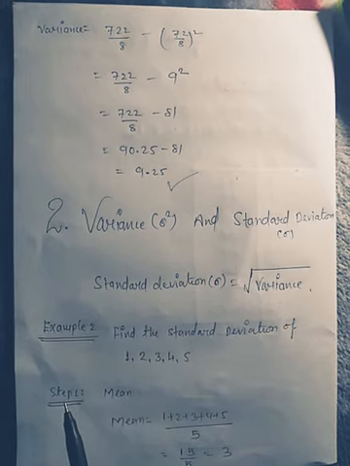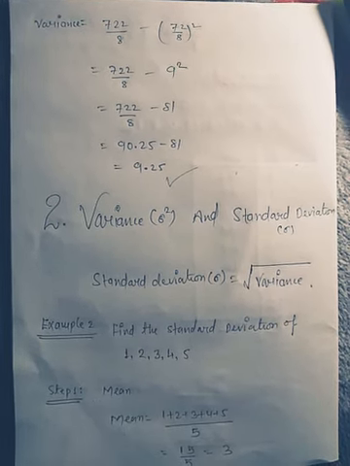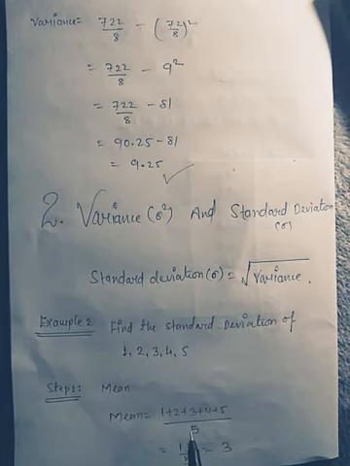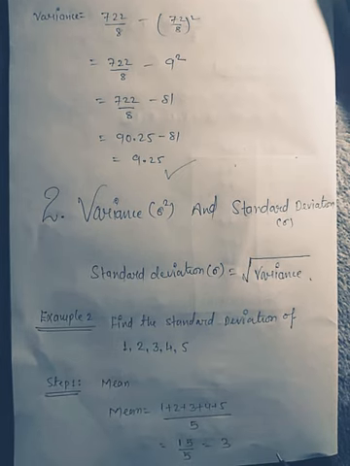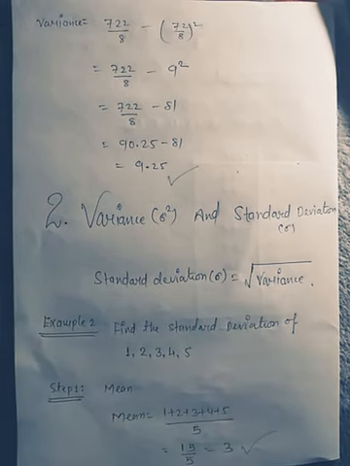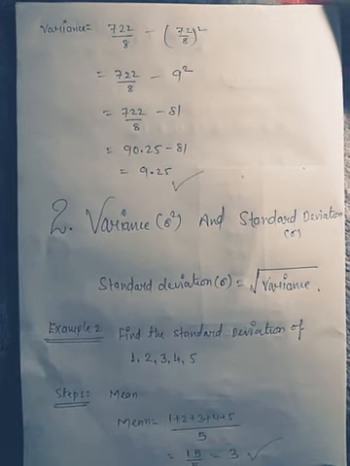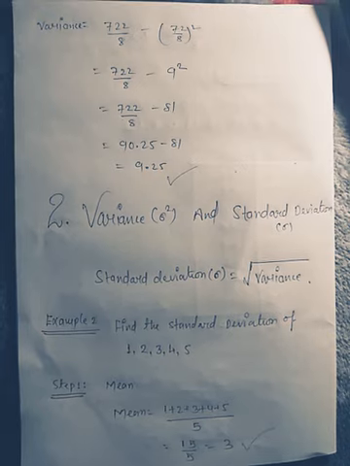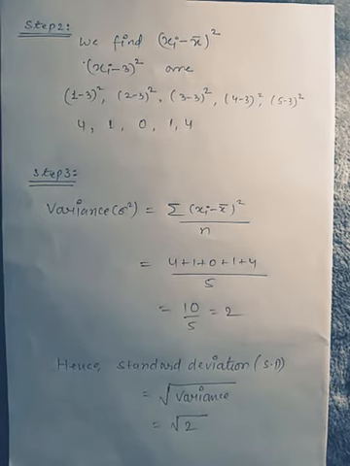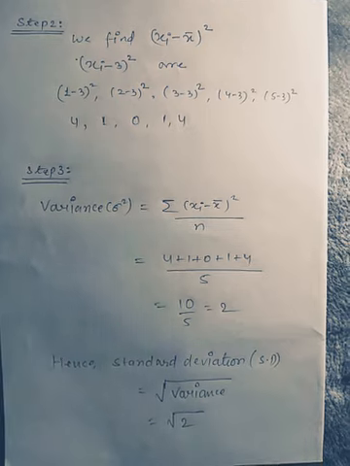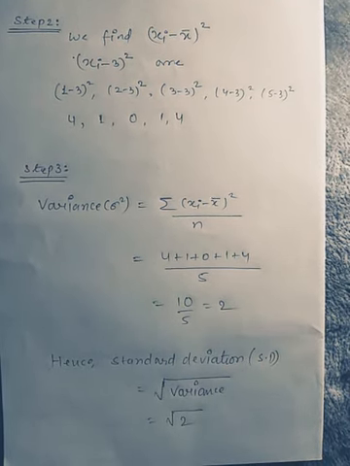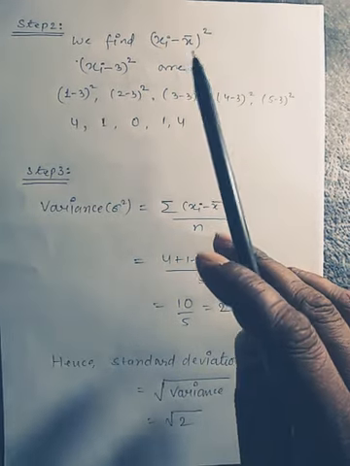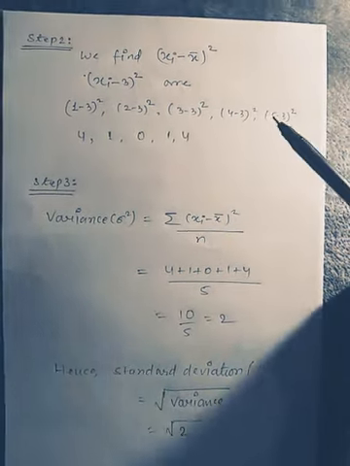In a similar way, step 1, we first find mean. We know that mean is the sum of observations by number of observations. So we get the mean is 3. Step 2, we find xi minus x bar whole square. X bar is the mean. We already found mean is 3.